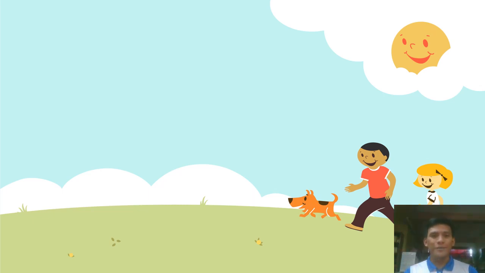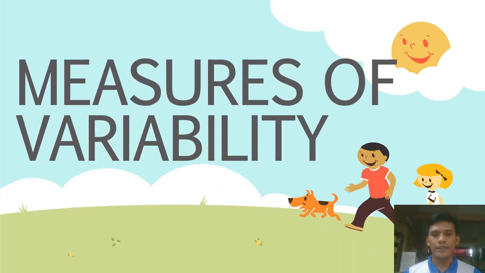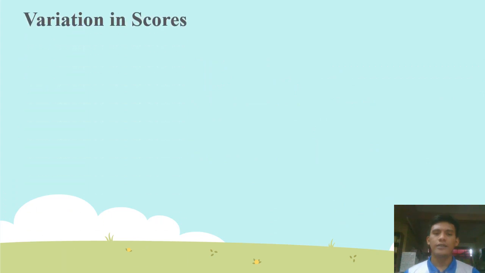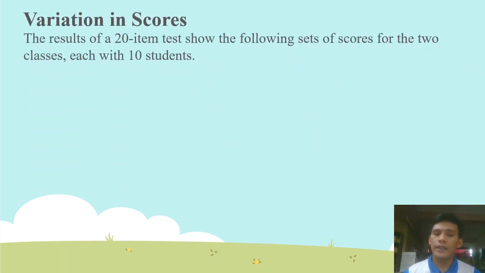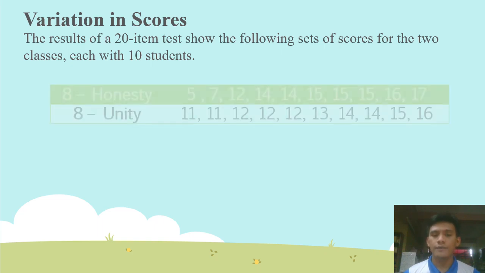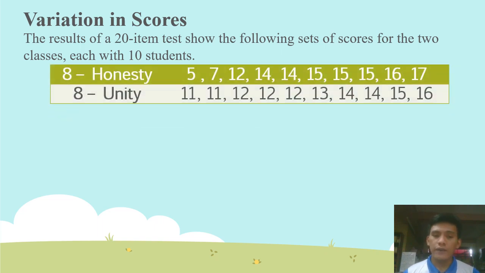In this topic, we will discuss measures of variability. Variation scores. The results of a 20-item test show the following sets of scores for two classes, each with 10 students. This will be the given data: the scores of the Grade 8 Honesty section, and for the Grade 8 Unity section.